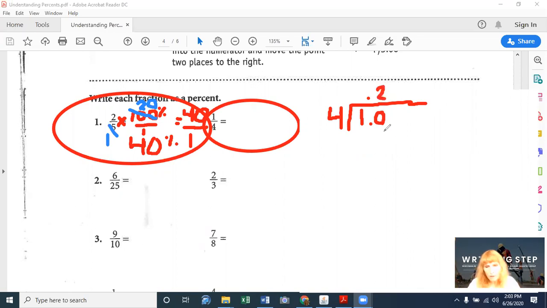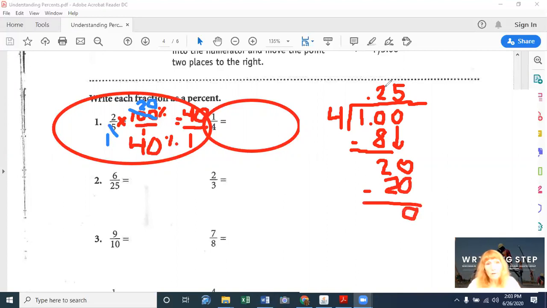Okay, so 4 will not go into 1. I'm going to put a decimal and a 0. Put the decimal up here. How many 4s go into 10? 2. 2 times 4 is 8. 10 minus 8 is 2. Now I'm going to add another 0 and bring it down. How many 4s go into 20? 5. Multiply. 4 times 5 is 20. Subtract. 20 minus 20 is 0. So now we have 0.25, and to change that into a percent, we move the decimal 2 to the right, which then would be equal to 25%.